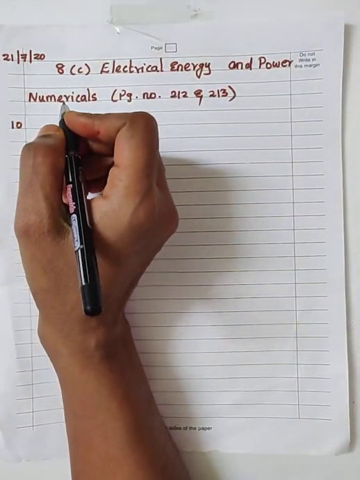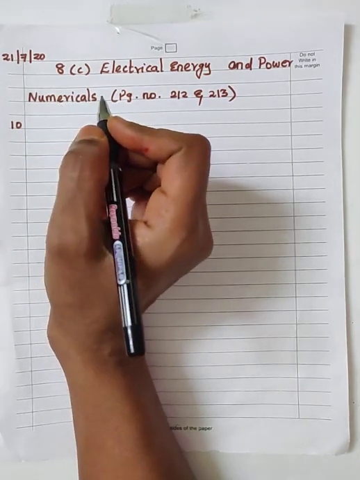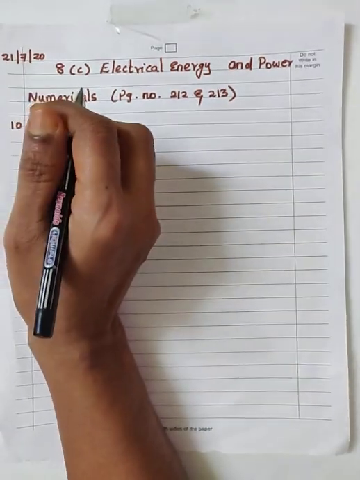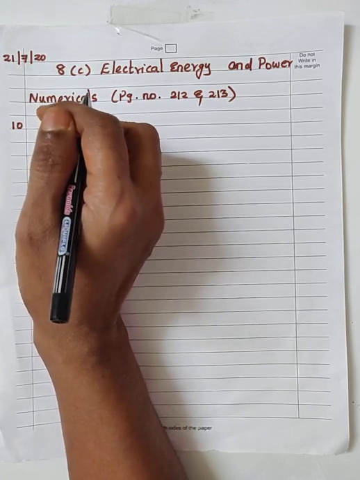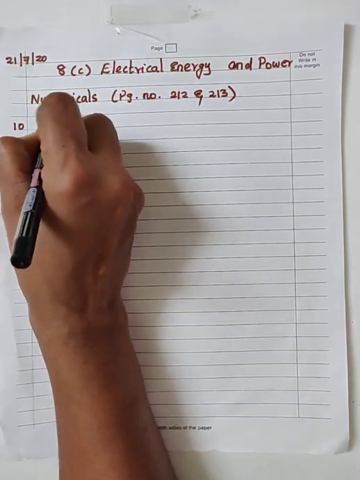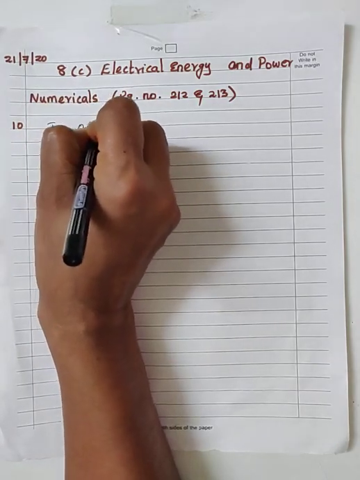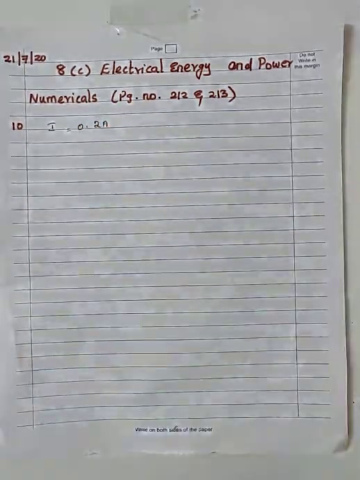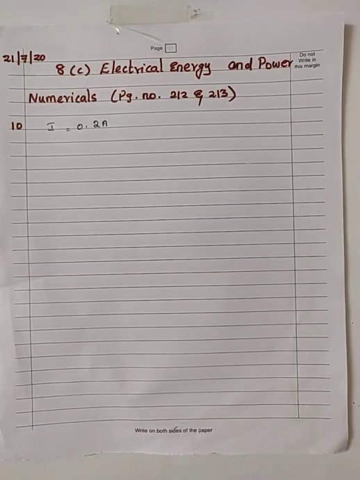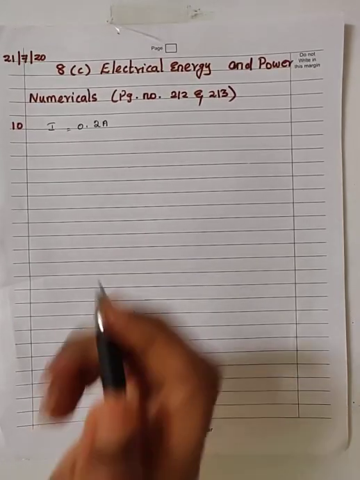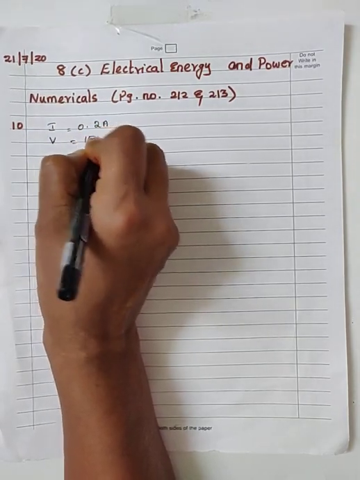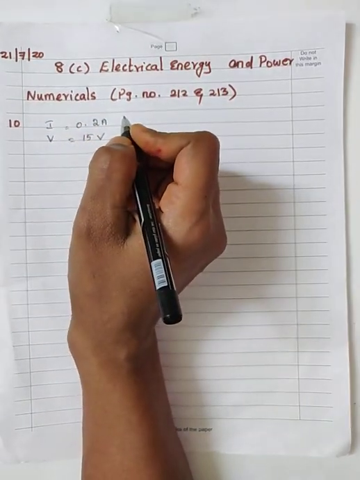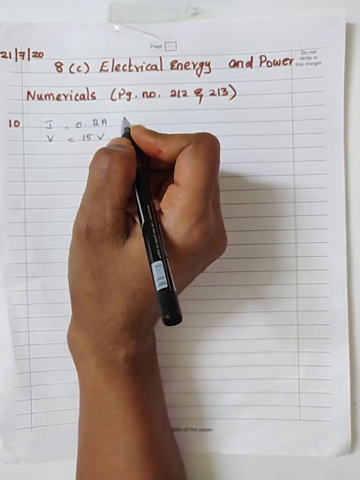The current flowing through the wire is given, the potential difference is given, and you are asked to calculate the resistance of the wire. First we write the data. The current I is equal to 0.2 A, the wire whose ends are connected to a potential difference of 15 volt. The potential difference V is given as 15 volt. And you are asked to calculate the resistance of the wire.